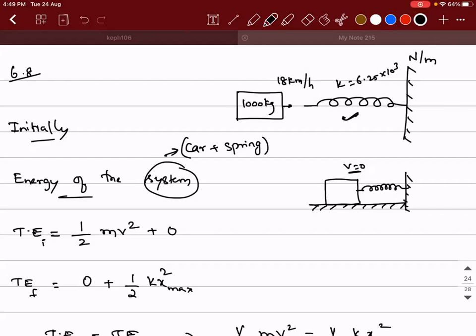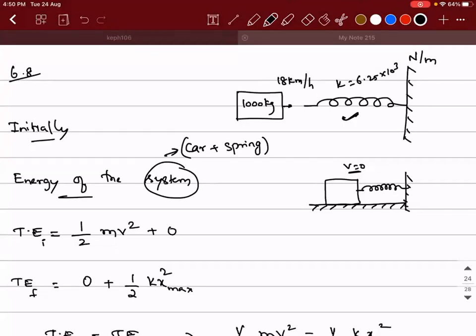Sir, why is the total energy equal to the kinetic energy of the car plus the potential energy of the spring? Because it's a system. System means whatever you're trying to study. Here it is a two object system: one is the car and the other is the spring.